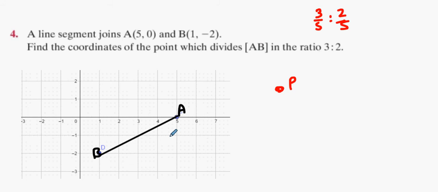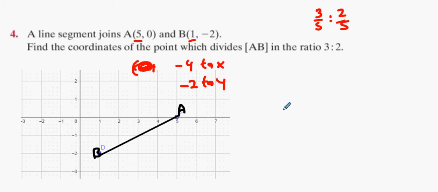Now, what's the gap from 5 to 1? It travels from 5 to 1, so that's minus. Everybody be happy with minus 4? So minus 4 to x, which means 4 to the left. How much to the y value? Now do me a favor. Get 3/5 of 4 and 3/5 of 2. What do you get? 3/5 of 4 and then 3/5 of 2. What's 3/5 of 4?